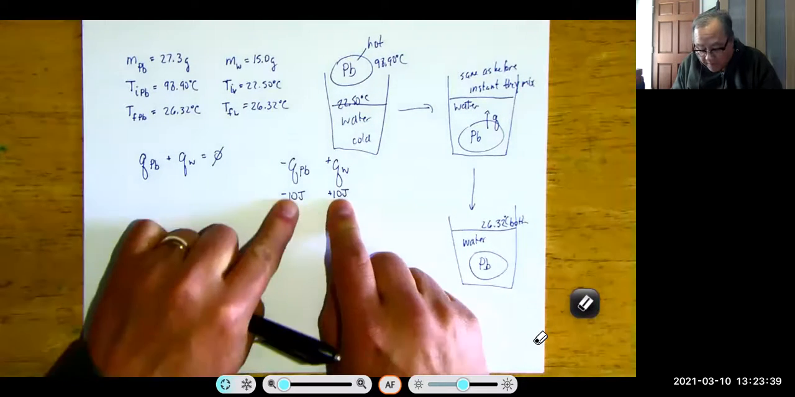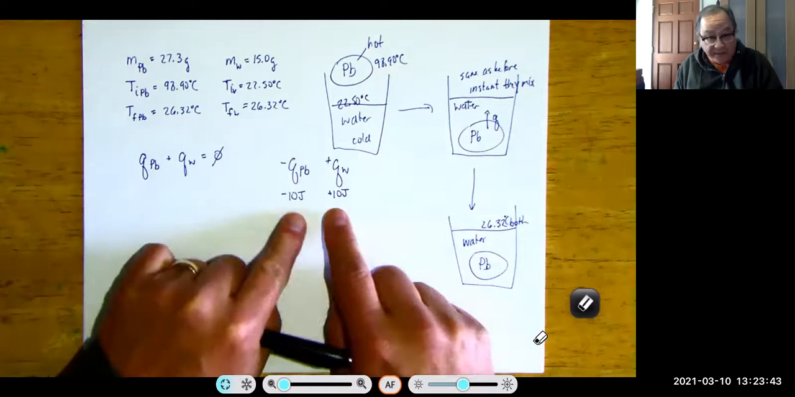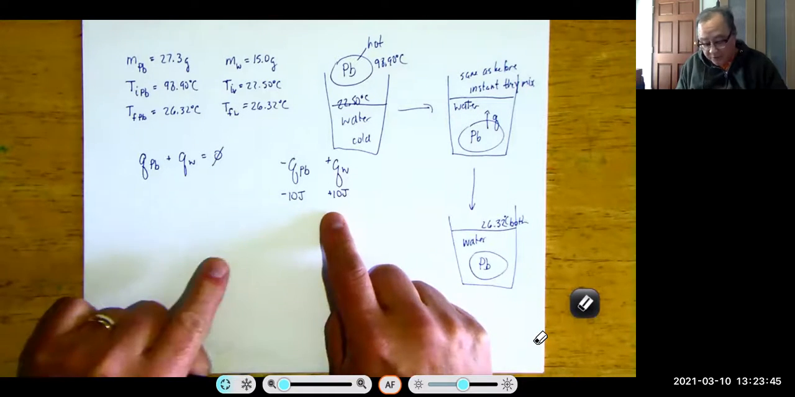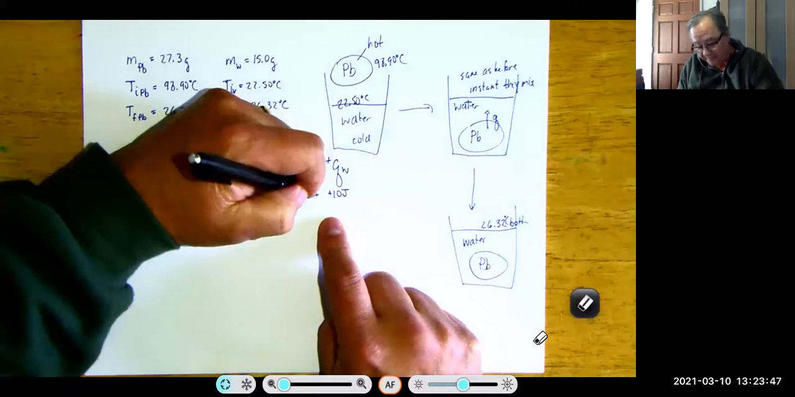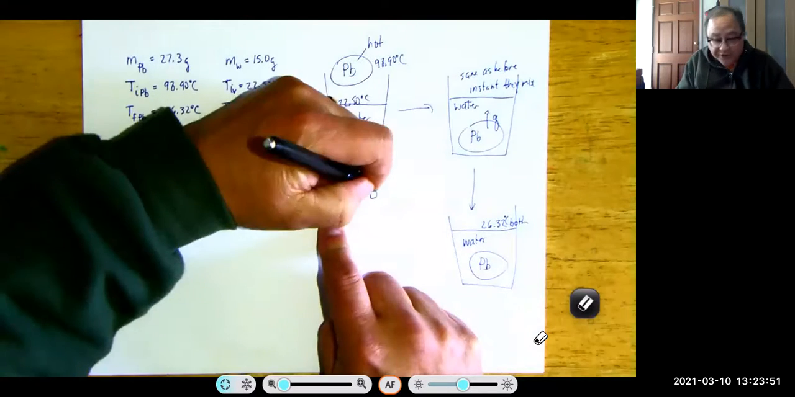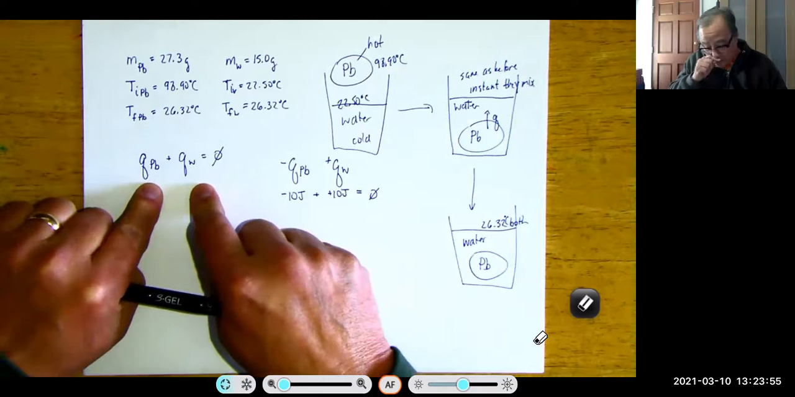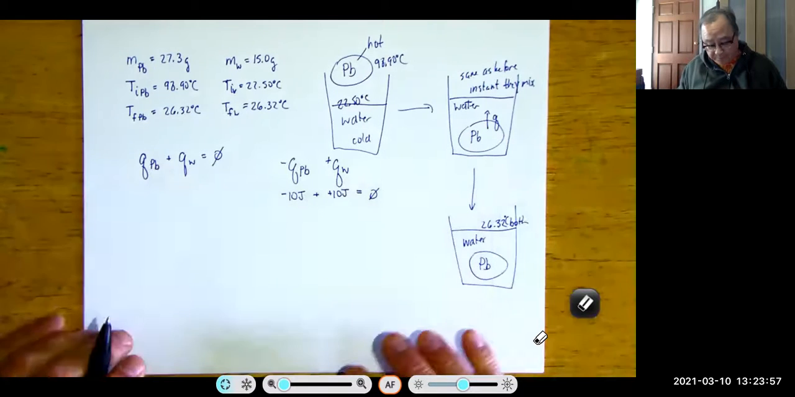No matter what amount of heat it is, it's the same for both numerically. And since they have opposite signs, what happens when we add them together? They cancel out. They will always equal 0. And that's the origin of this formula, which is really important for these problems.